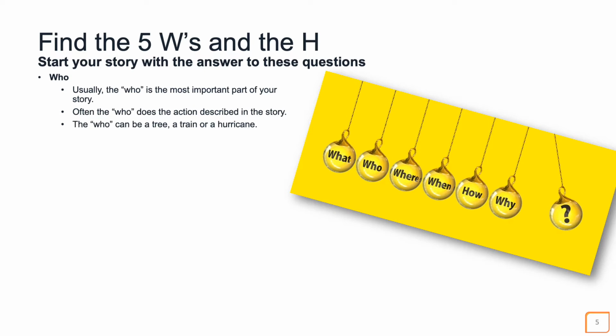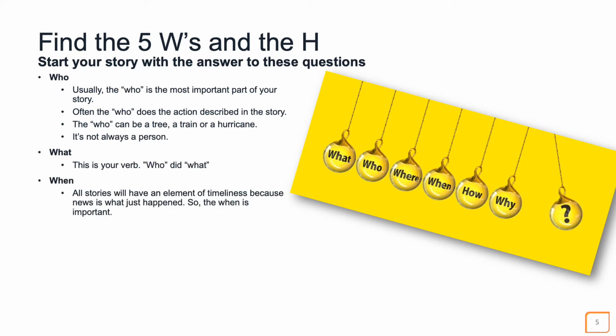Now, the who doesn't always have to be a person either. It can be something that doesn't have a brain, right? A tree or a train or a hurricane that caused the situation. So you can start with those. I actually feel like it's easier sometimes if we go with what caused the situation in the first place. So your who did what. So the what is going to be your verb. That's going to be the action that happened.